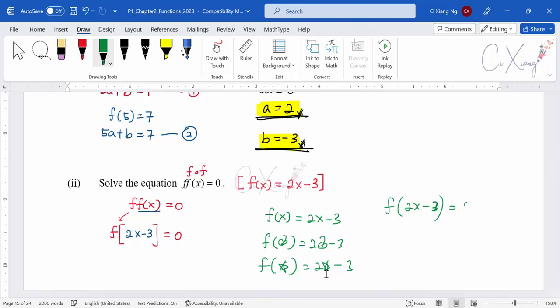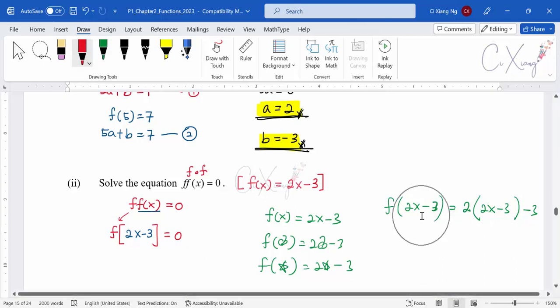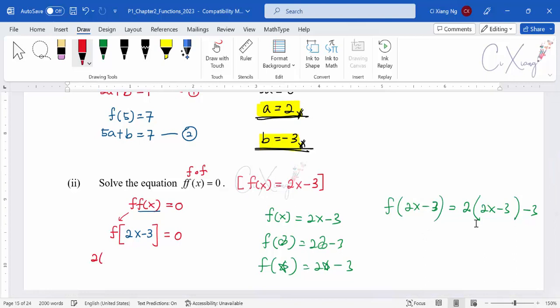Therefore, it will become actually 2. And then the bracket here, the x, I will change it to 2x minus 3, then minus 3 again. So that's the meaning of putting the function f into another function f, right? Okay, so since now I know that putting 2x minus 3 into the function, it will become 2, then 2x minus 3, then minus 3 again, it is equal to 0.